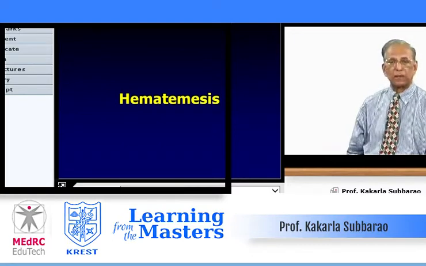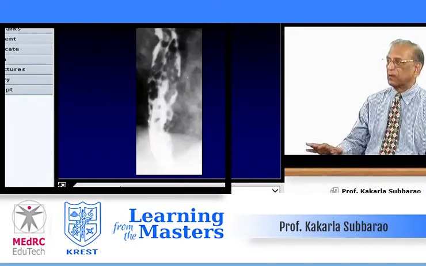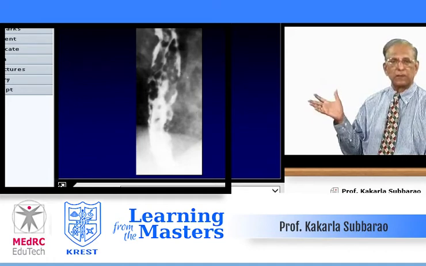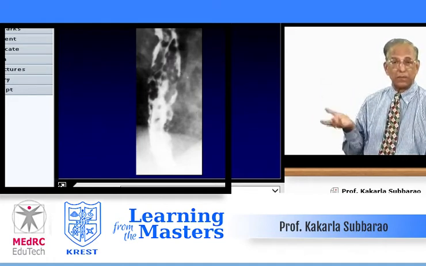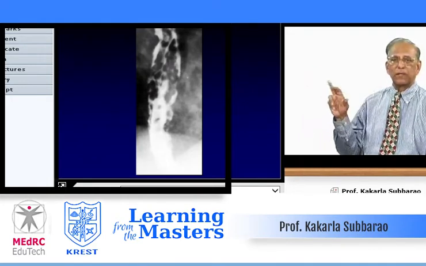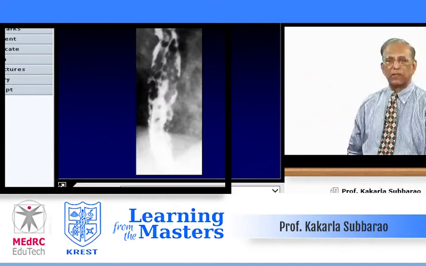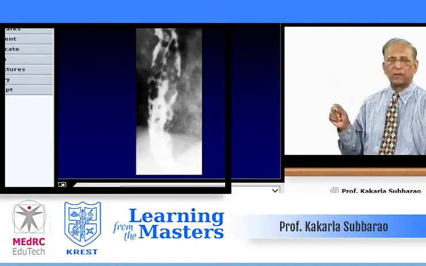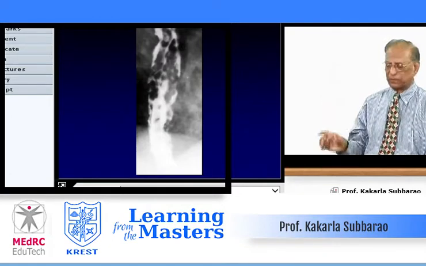Hematemesis, another acute emergency. A common cause is, because alcoholism is rather rampant in rural areas, cirrhosis of the liver and esophageal varices. Look at the worm-like serpiginous type of filling defects, linear, curvilinear, end-on, classical of esophageal varices. A little barium swallow would help.